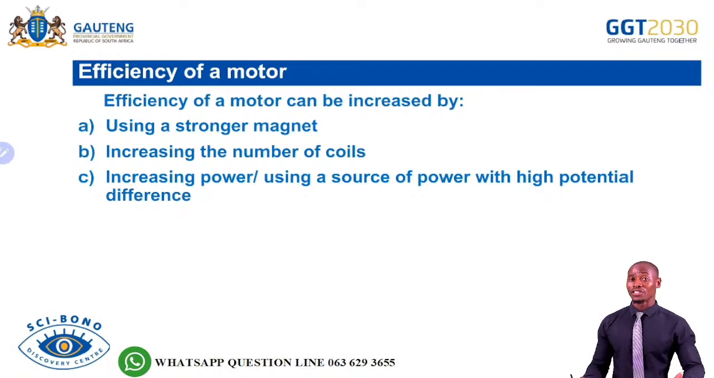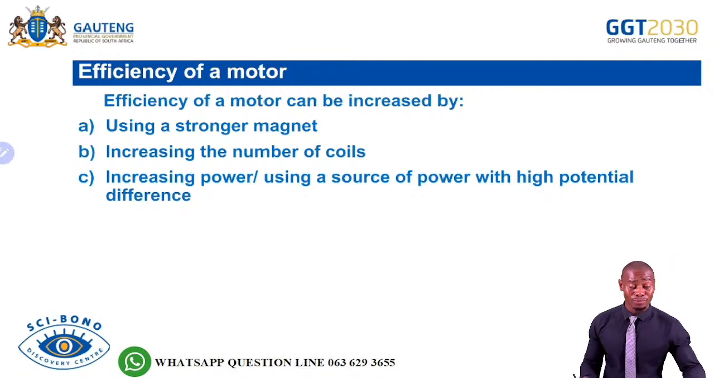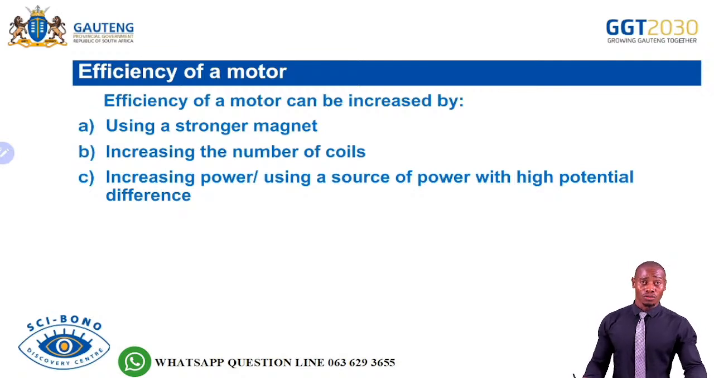Motors is about rotation, and generators is about induced EMF or induced current. Those graphs, the graph of EMF versus time and the graph of current versus time, are for generators. We don't have graphs when it comes to motors. Those graphs are for generators, showing the amount of EMF or current induced in a coil.